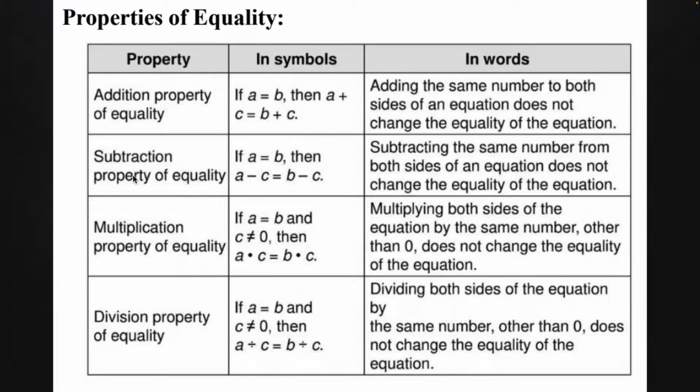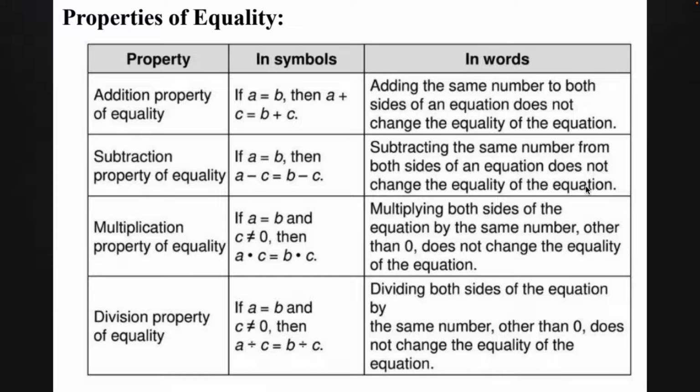Subtraction property of equality. So this is the exact same idea. We have a number equaling a number, so A equals B. But now I'm subtracting C from both sides. So I had two numbers that were equal to each other, and I'm taking away the exact same amount on both sides there. So they're still equal to each other. They're just a little smaller now, right? So subtracting the same number from both sides of the equation does not change the equality of the equation, right?